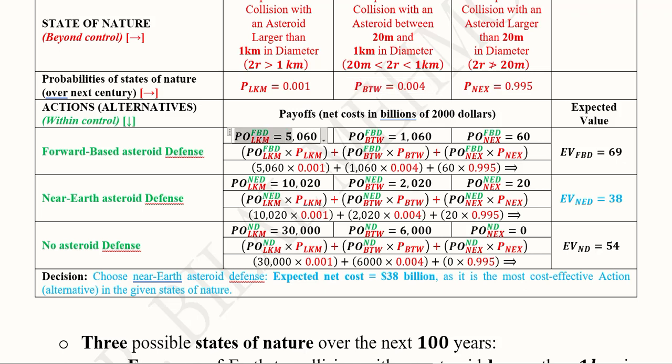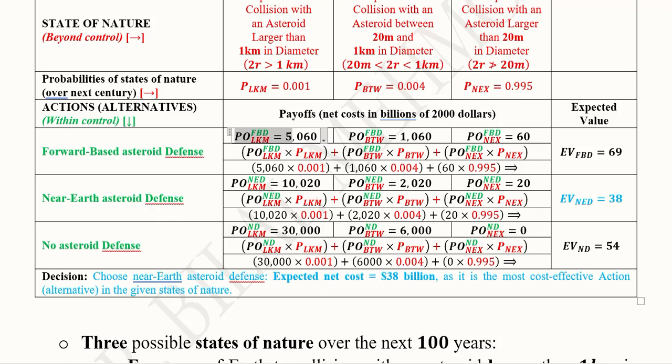This is the payoff when there is a large asteroid, and we are opting for the forward-based defense system. So this is the red color, which is showing the state of nature. This is the green color, which is showing the action taken. So this action stands true for all of these values in this row. So FBD, FBD. Here again, near-Earth asteroid defense system, NED, NED, and NED. Here no defense system, ND, ND, ND.